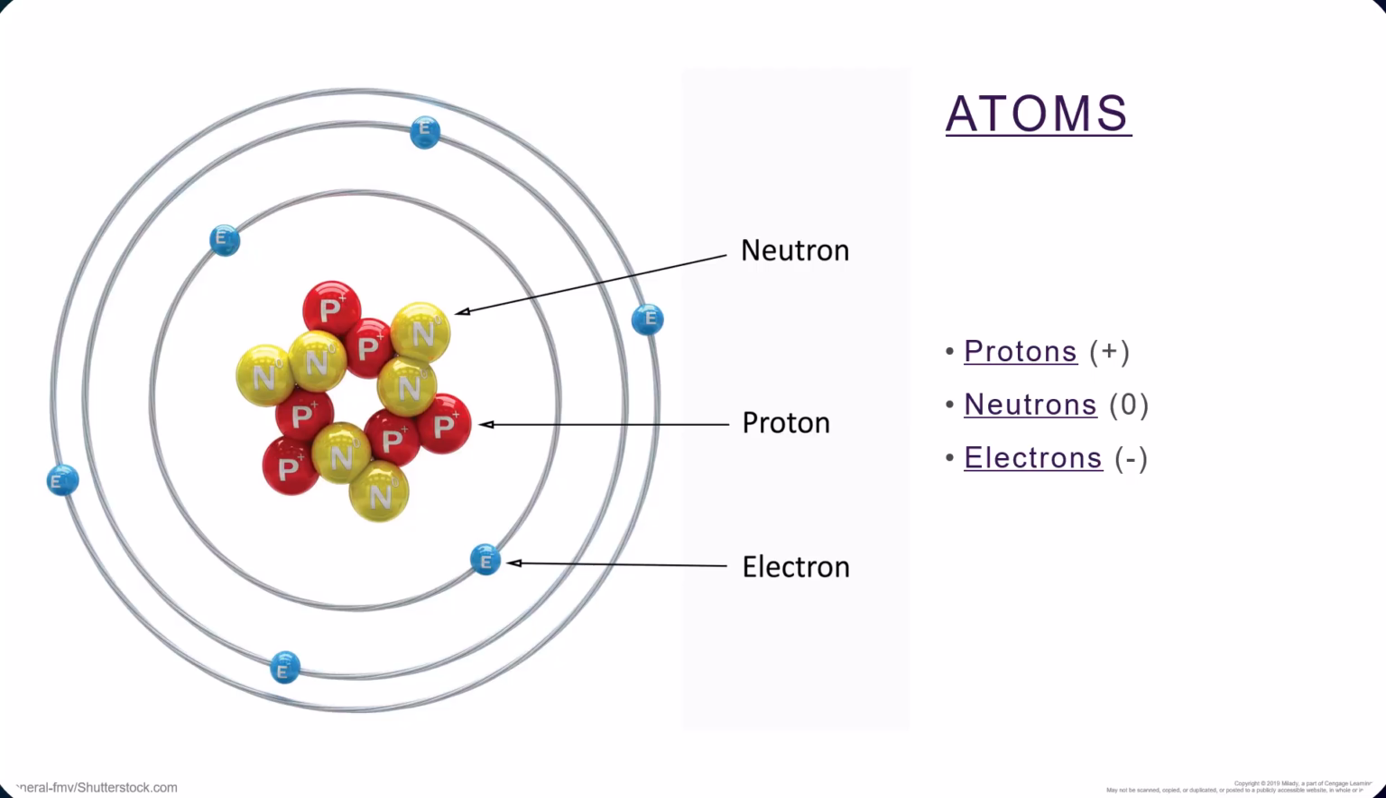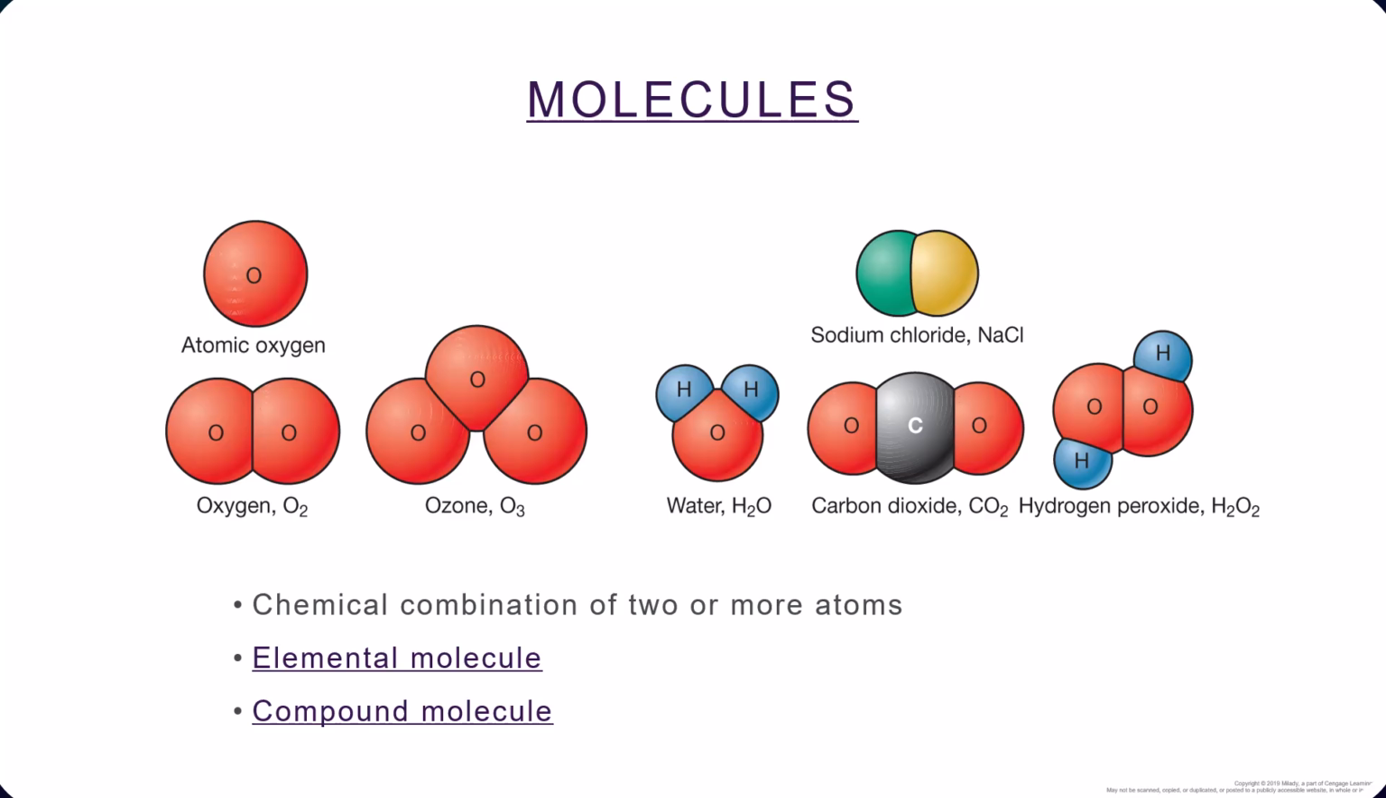Since atoms are the very basic unit of matter, they cannot be divided into simpler substances by any ordinary chemical means. A molecule is a chemical combination of two or more atoms in a definite or fixed proportion. So, for example, water is made up of hydrogen and oxygen. And to make water, or H2O, you always need to have 2 hydrogen and 1 oxygen. So that is a fixed proportion of elements to make the molecule.